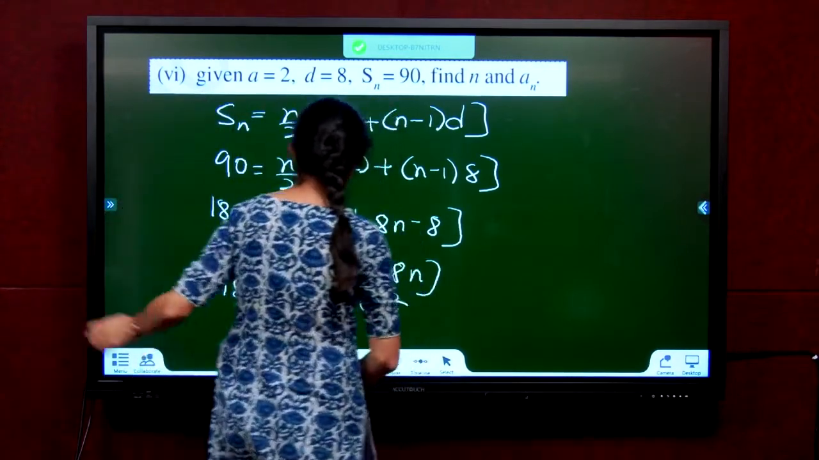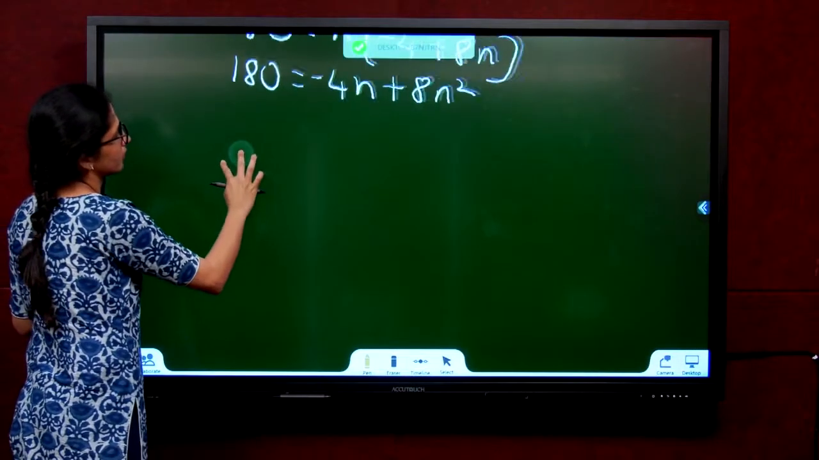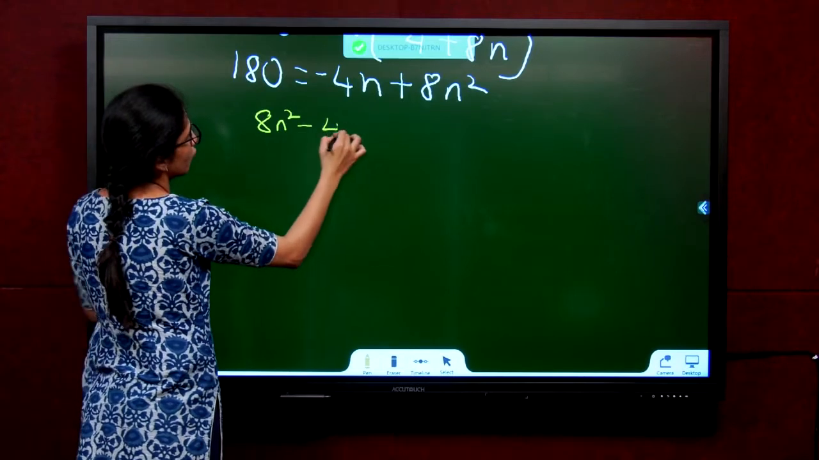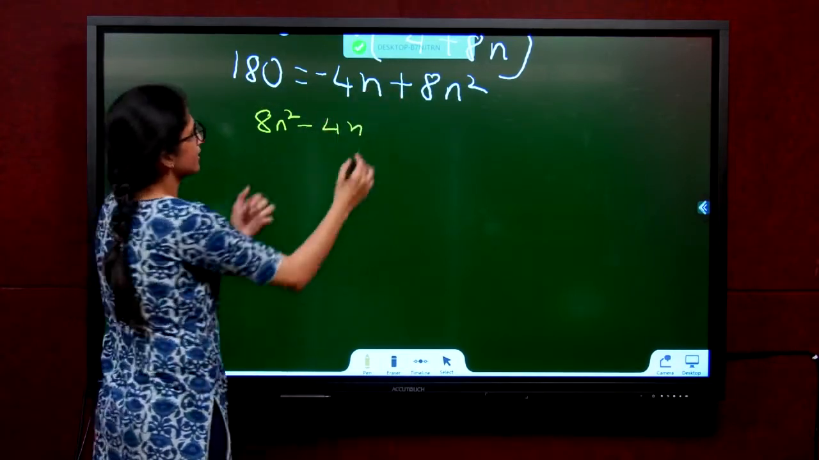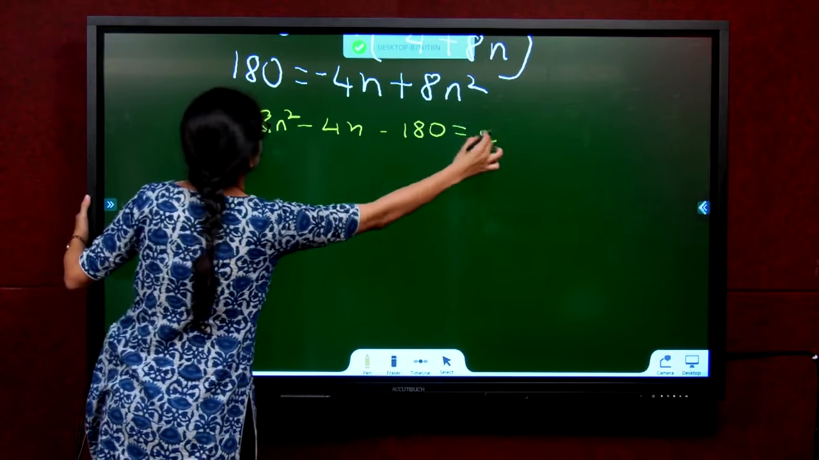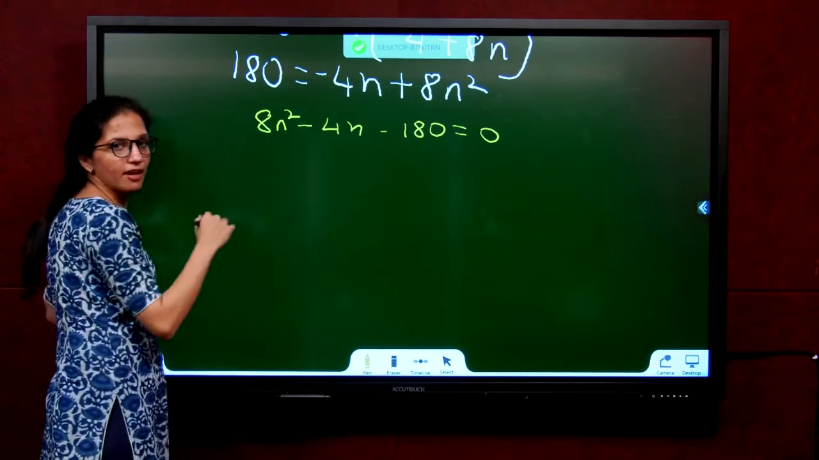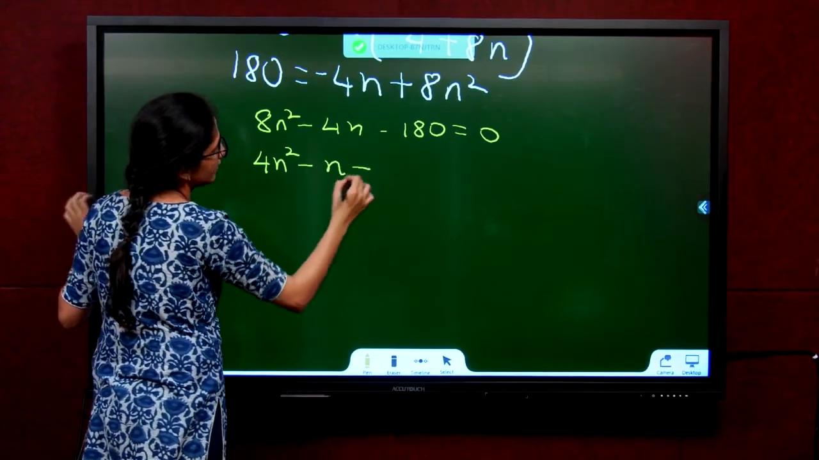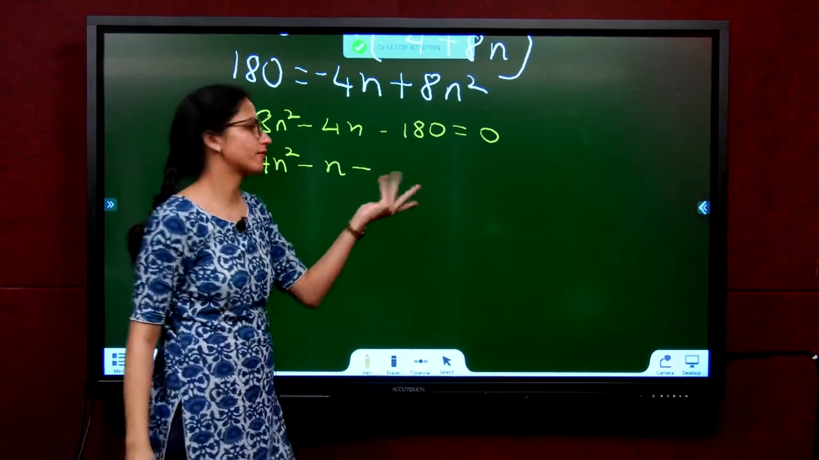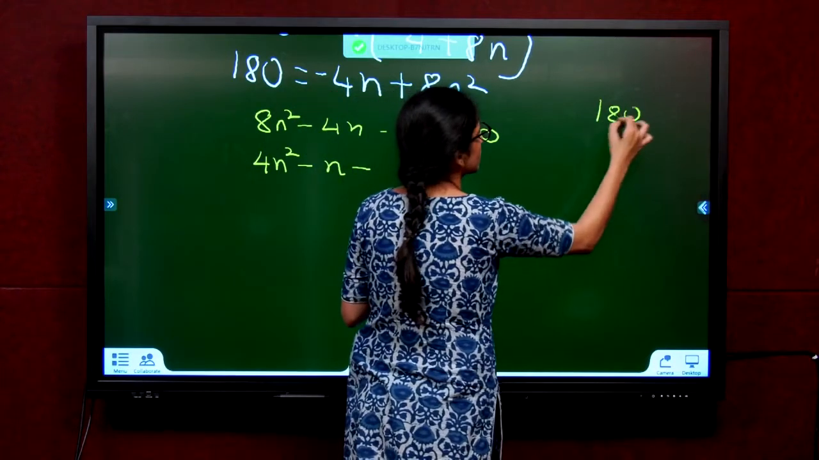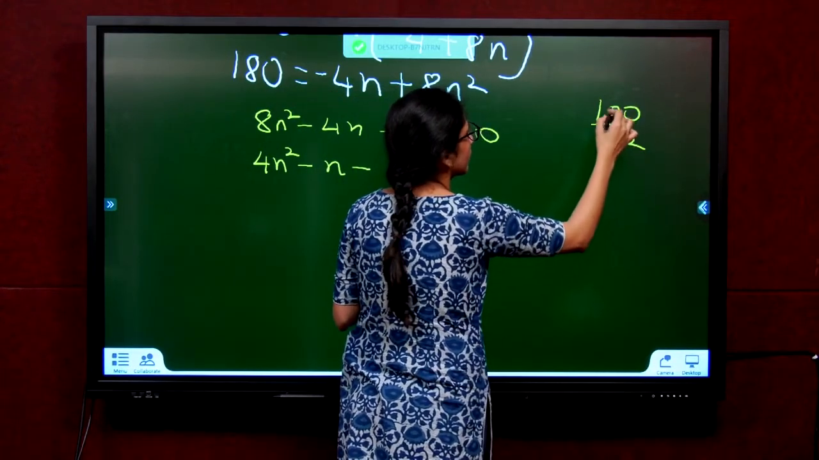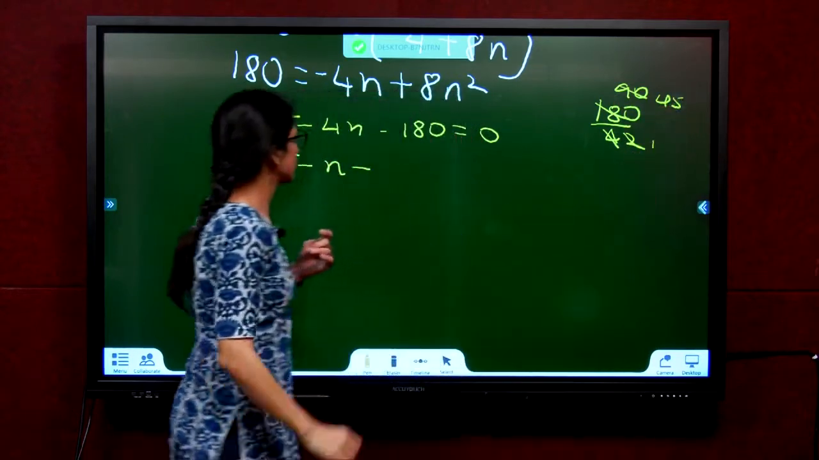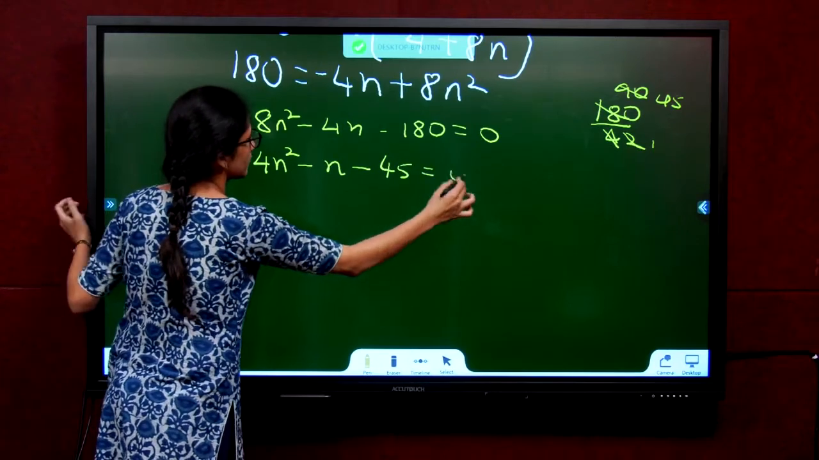Okay, so now we'll continue here only. 8n square minus 4n is there only. I am bringing 180 this side. Minus 180 equals 0. Fine. All of them have 4 in them. Divide everyone by 4. 4n square minus n minus 180 by 4. So 180 by 4 means how much? 2 2s are 4. 2 90s are 2 1s are 2 45s are. So it will become minus 45 is equal to 0.